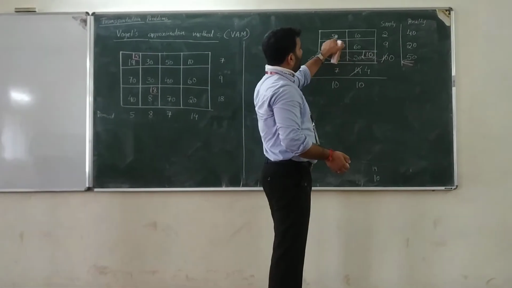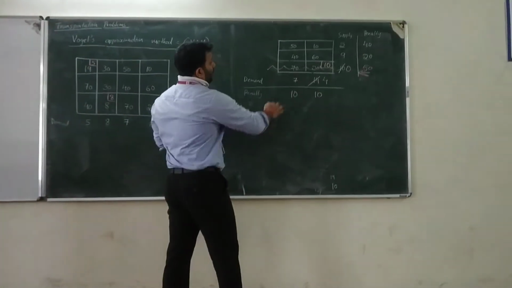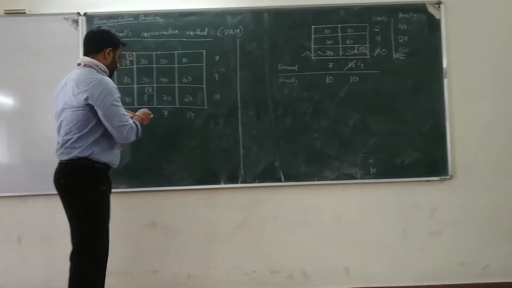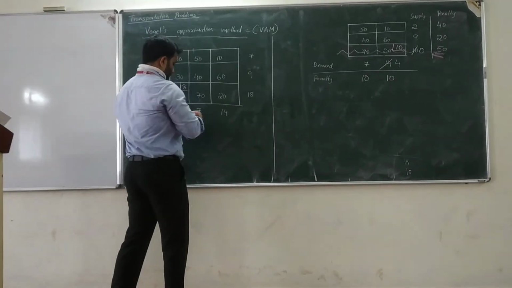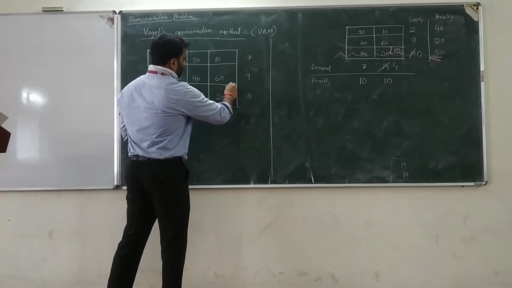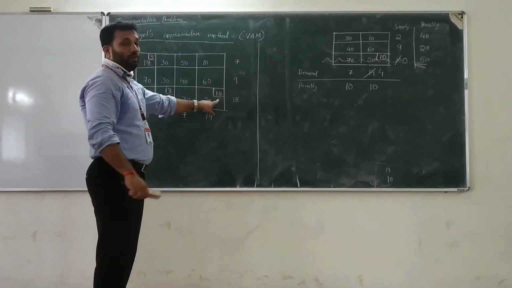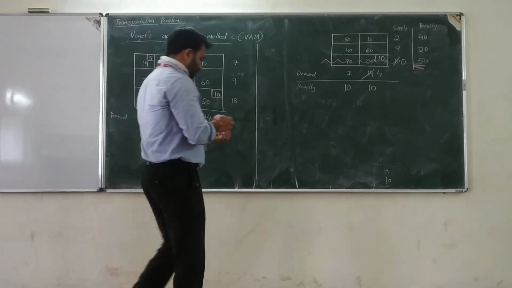Now we are left with 2 columns. So what are the allocations? 20, and here it is 10. I am going to write the allocation over here. It is 10.